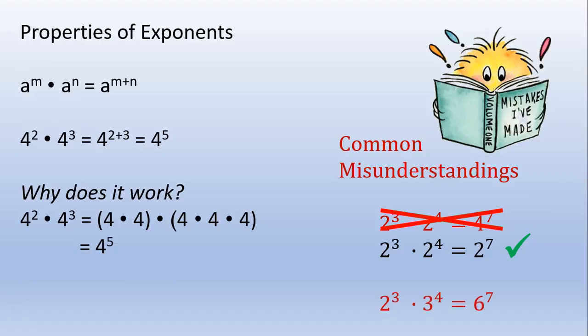Another common misunderstanding is to think that we could multiply the bases together and say that 2 to the 3rd times 3 to the 4th is 6 to the 7th. Remember, the base won't change when you're using this property. The base is simply saying what number you're multiplying together, and the number you're multiplying isn't changing.